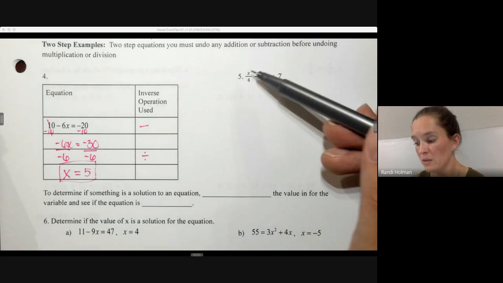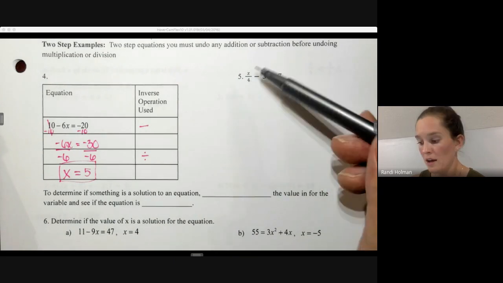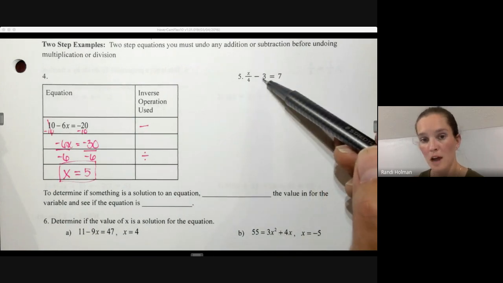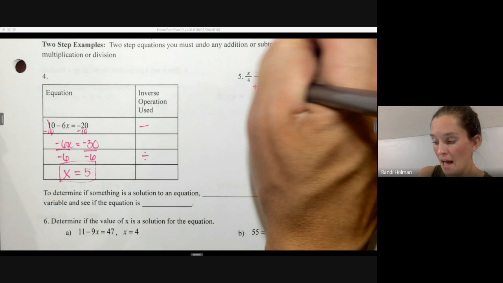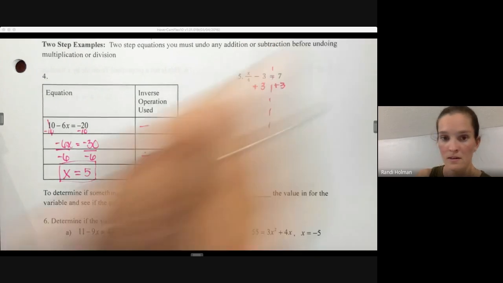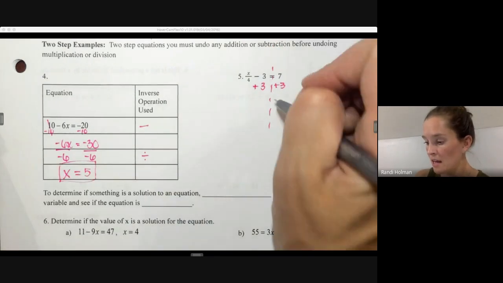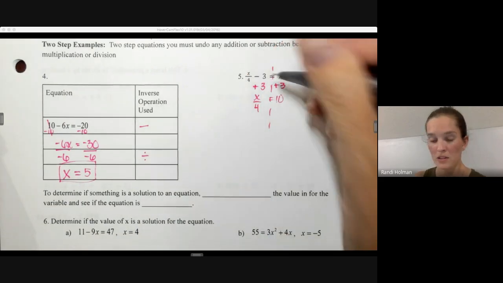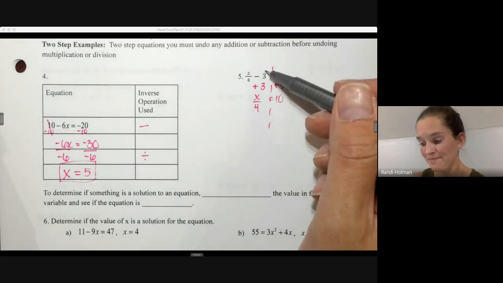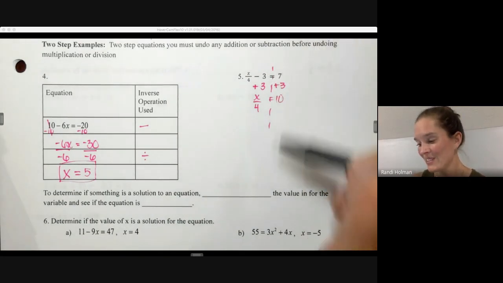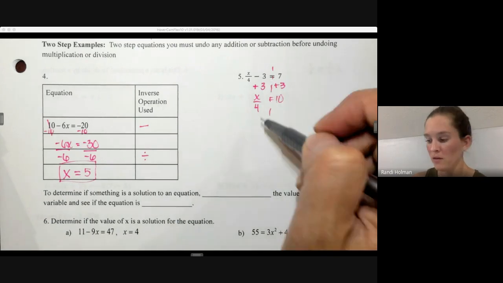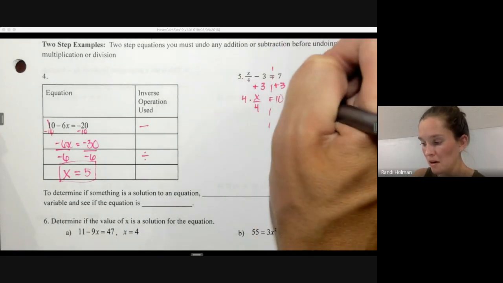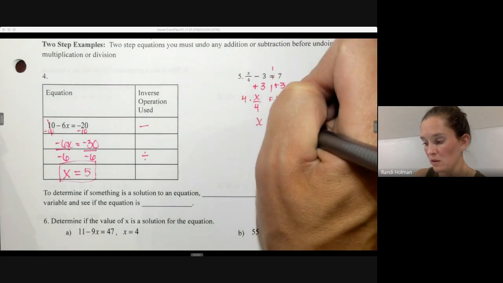We have two operations here. We have division and subtraction. Think, if I knew the value of x here, how would I simplify this? I would divide, then subtract. So we are going to add 3 to both sides, and then -3 plus 3 divides out, or is 0, so that goes away. 7 plus 3, we get 10. Now we have x divided by 4. Remember, anytime we have a fraction bar, that's just division. So we can multiply by 4, we get x equals 40.